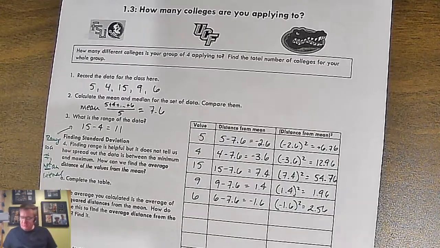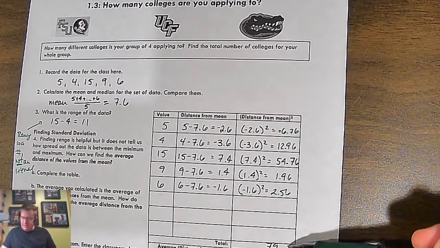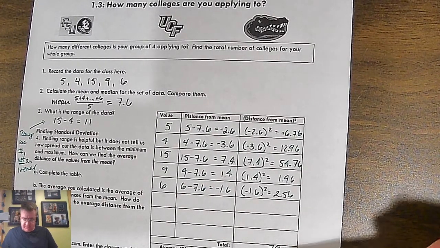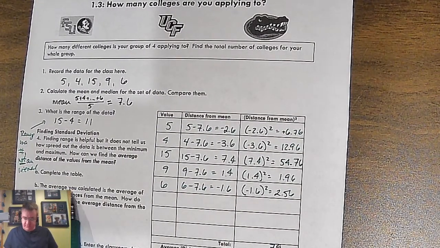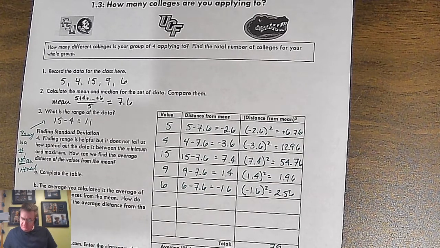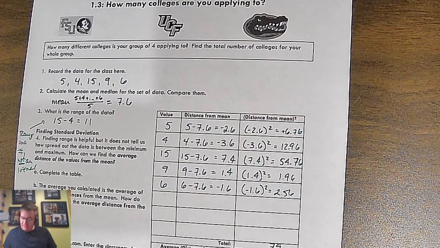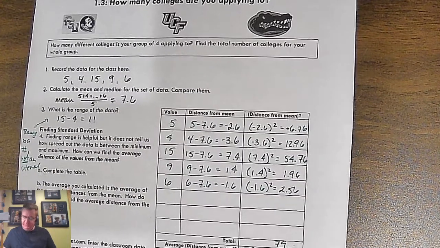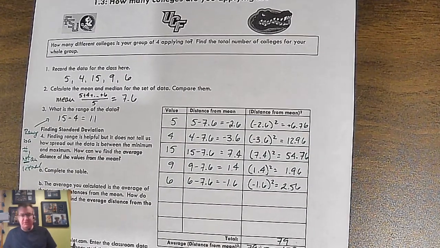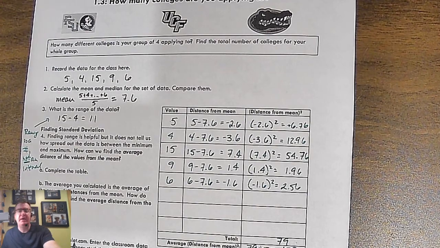So we go through and we square them, and we get an answer of 79 when we total all of that up. So the average you calculate is the average squared distance from the mean. So we took 79 and divided it by 5. All right, cool. Now we're going to go over to Statlet and make sure they have that up.